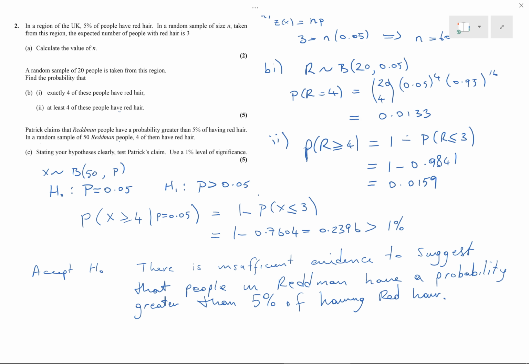So just saying accept H0. So you can say not significant if you want as well, just to kind of run the point home. It didn't feel as though that would be significant, because the mean was 2.5 and we got 4. Anyway, that's question 2 done. Let's have a look at question 3.